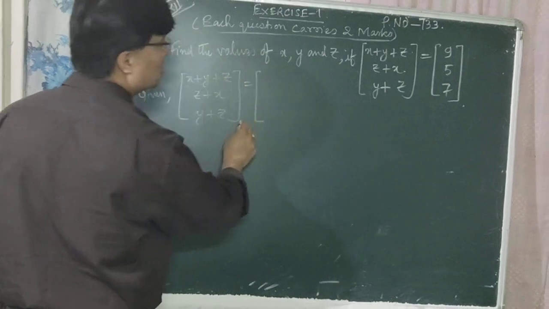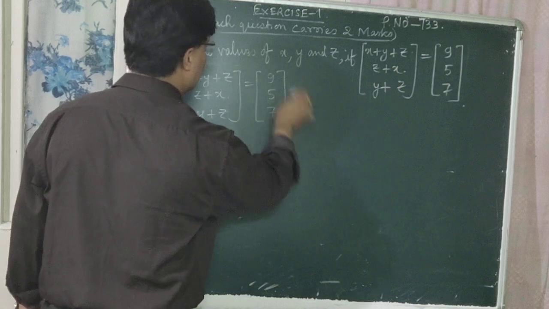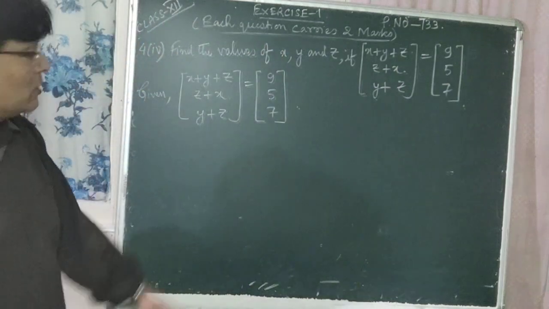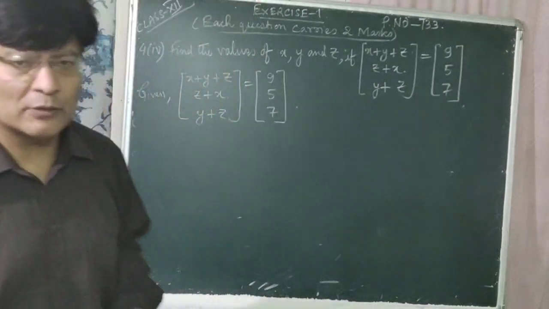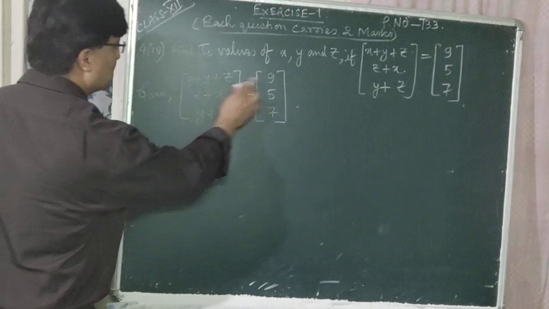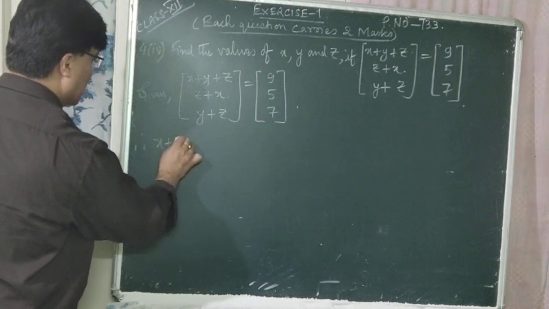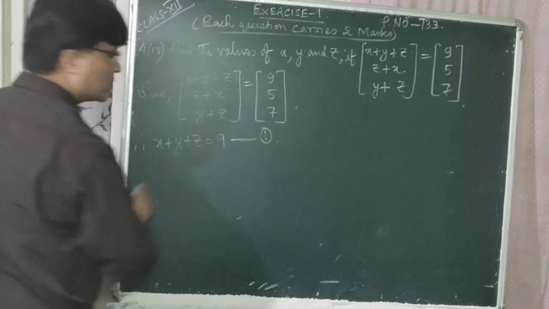So which is equal to, now it is 957. Okay. So now these two matrices are equal. They are of same order and their corresponding elements must be equal. That means you can equate the first element to the first element. That is x plus y plus z is equal to 9. This is your equation 1.